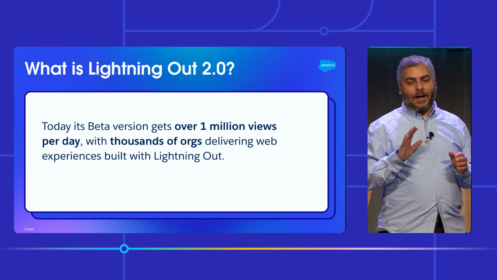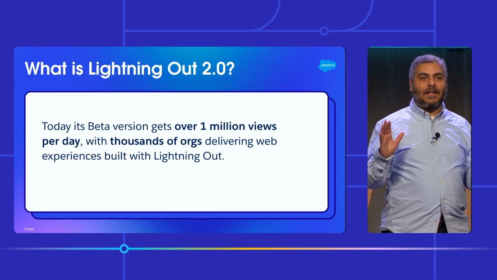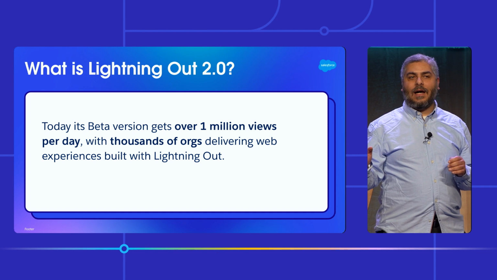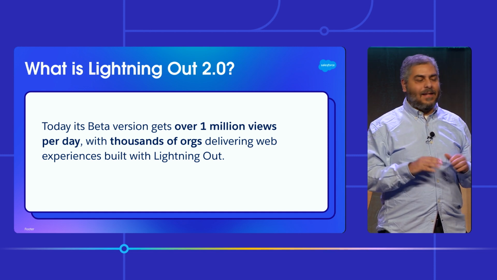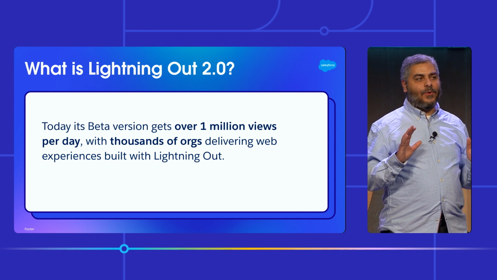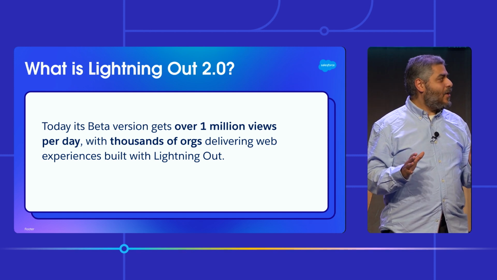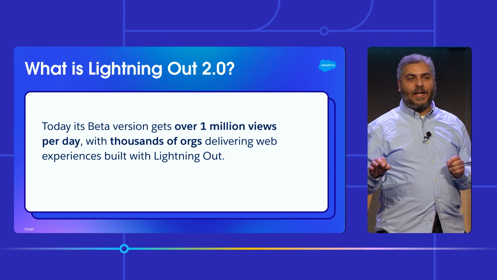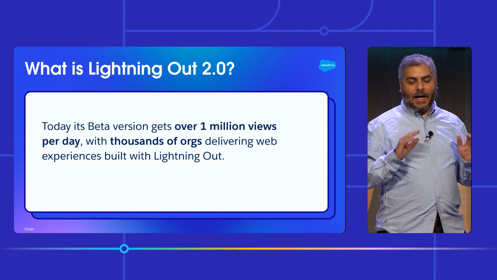So it has been in beta for 8 years, but it actually has been used, it has over 1 million page views per day, and it's used in thousands of our orgs. Our customers have been loving it and have been asking for it to be GA'd. So we're very excited to announce Lightning Out 2.0 is going to be GA'd in the second half of 25.